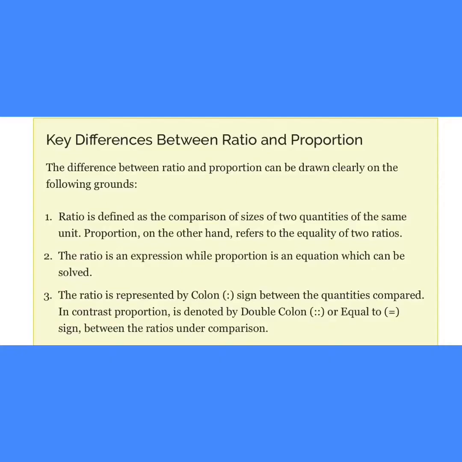So we can say that ratio is defined as the comparison of sizes of quantities of the same unit, and proportion refers to the equality of two ratios. Second, the ratio is an expression while a proportion is an equation which can be solved. Third, a ratio is represented by a single colon between the quantities compared, and in proportion we use a double colon or equal sign between the ratios under comparison.